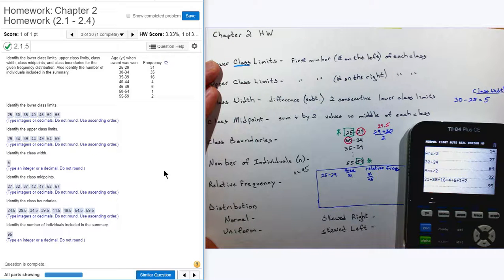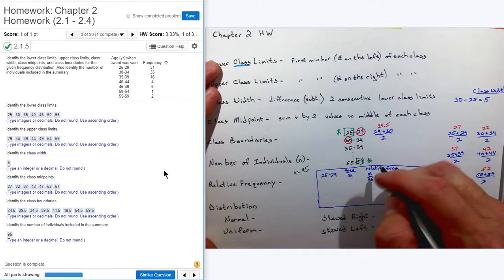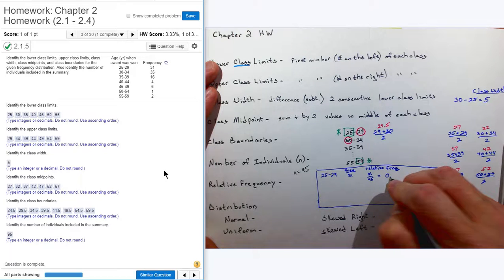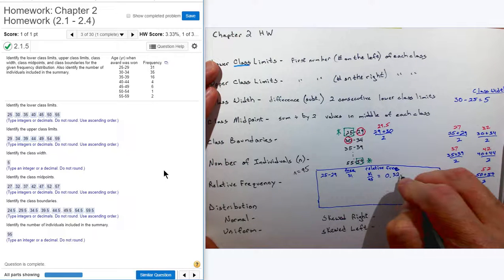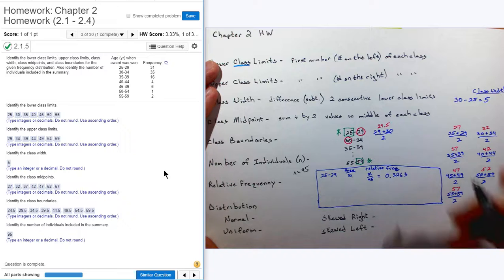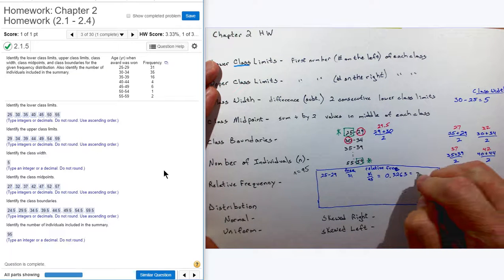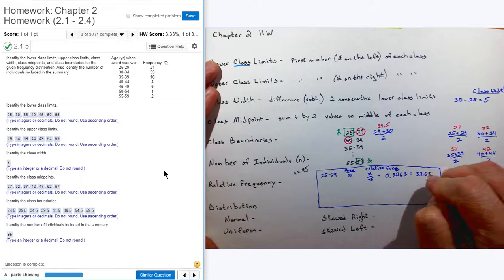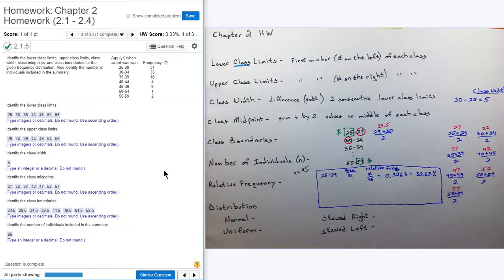And this is where it's important to know how many decimal places you have for entering in your answer. 31 divided by 95, and I'll write it out to 4, 3263, and then I can convert that to a percent, 32.63%.